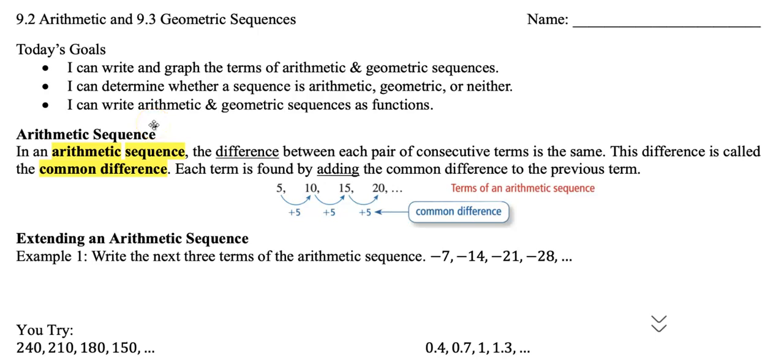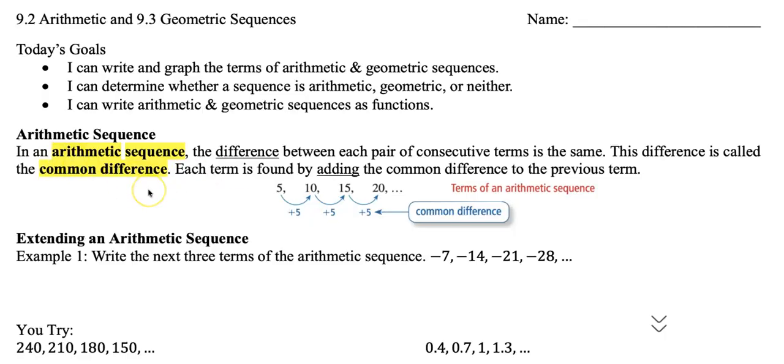And welcome to a video on arithmetic and geometric sequences. So today we're going to write and graph terms of arithmetic and geometric sequences. We're going to determine whether a sequence is arithmetic, geometric, or neither, and then we're going to write arithmetic and geometric sequences as functions. So we're going to start off first with arithmetic.